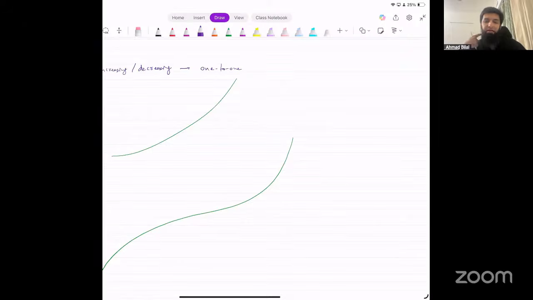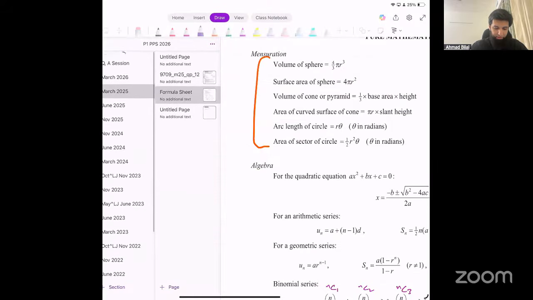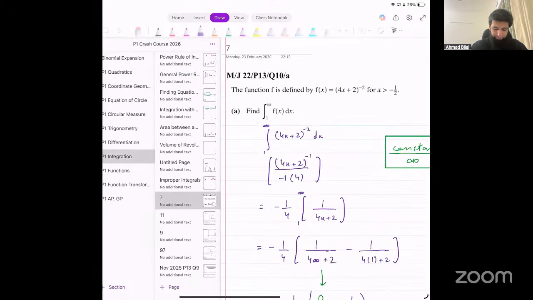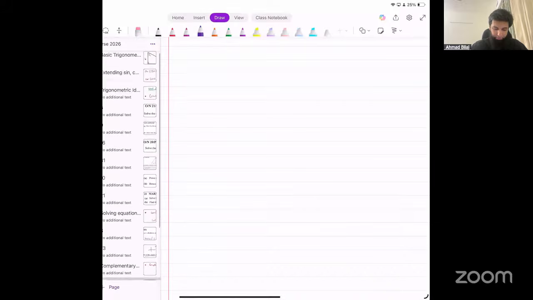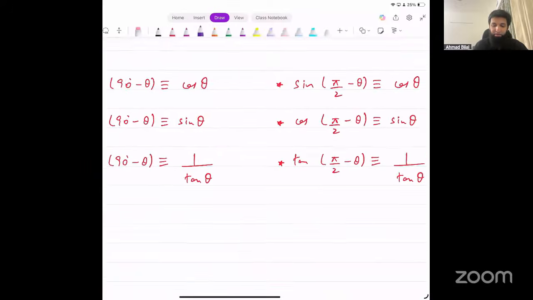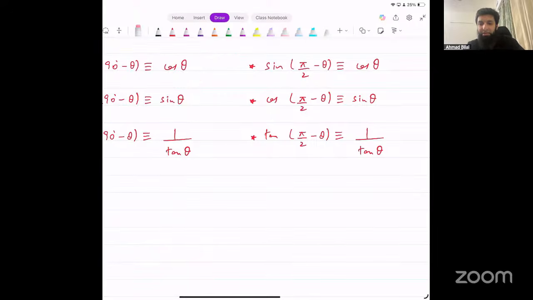Okay. Complementary angle stuff, is that important? What you're referring to is this. P1 trigonometry. Complementary angle identities. These are important. You must know them. They're not given in the formula sheet. Sine 90 minus theta is cos theta. Cos 90 minus theta is sine theta. Tan 90 minus theta is 1 over tan theta. Okay. You need to remember them.